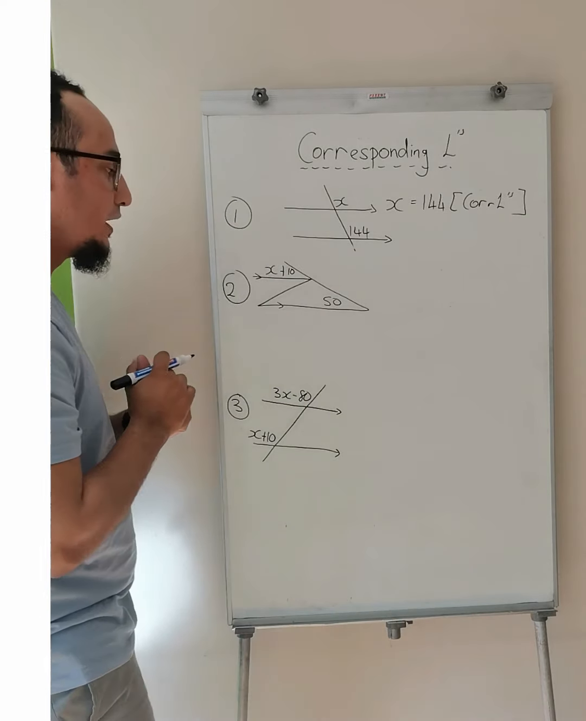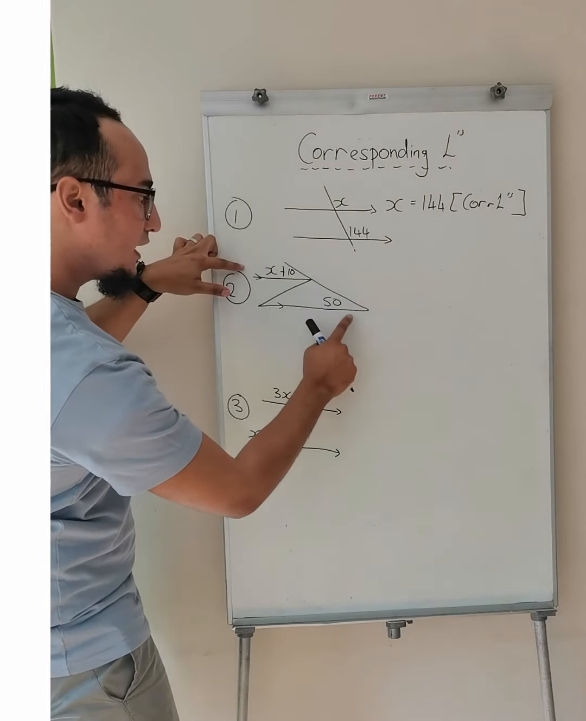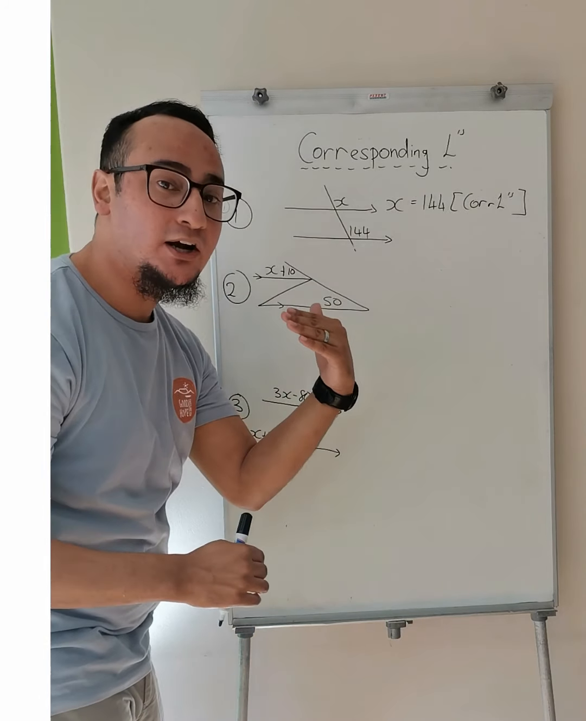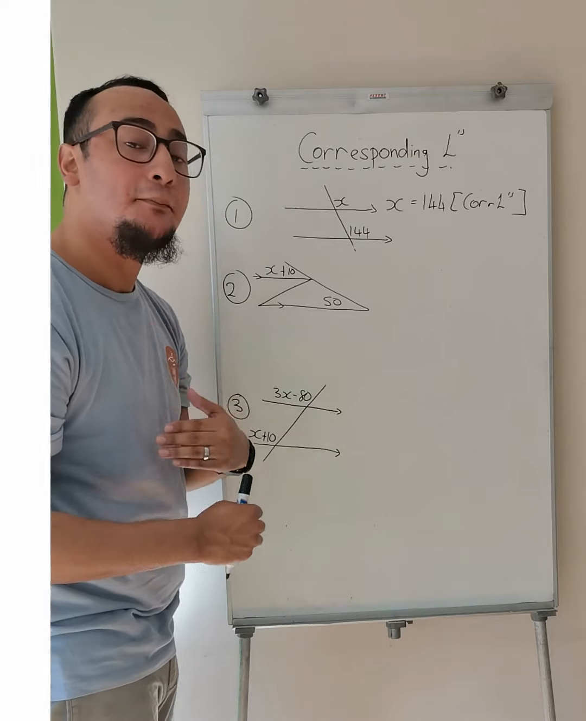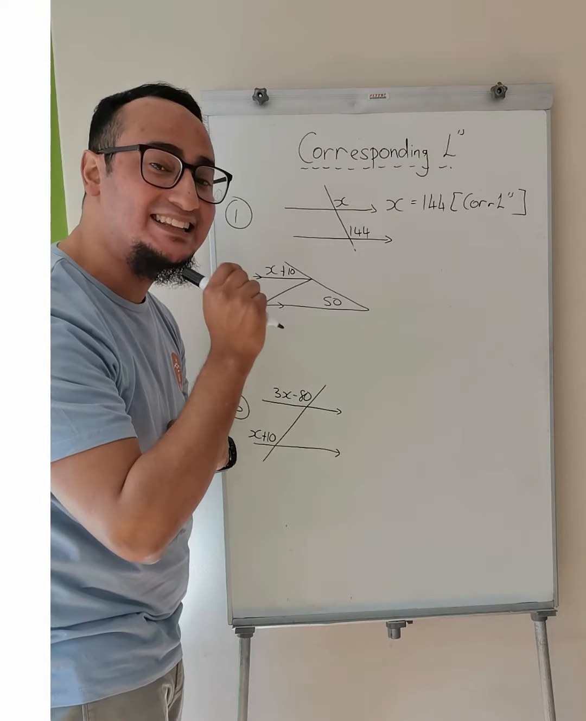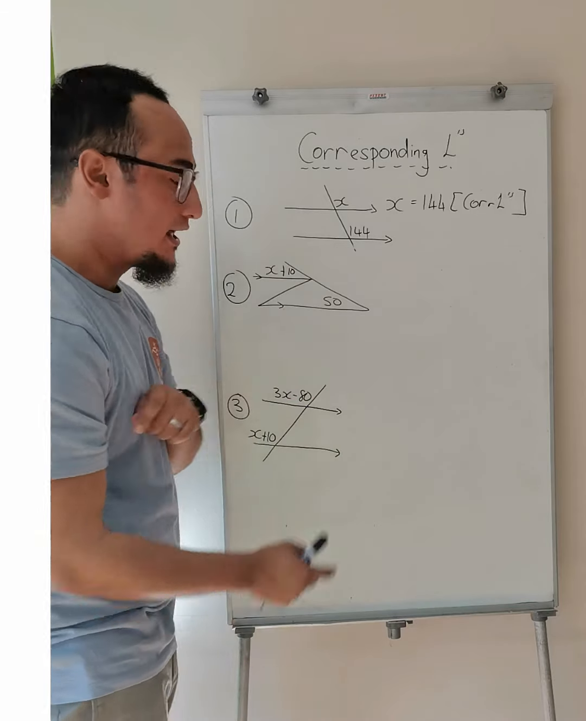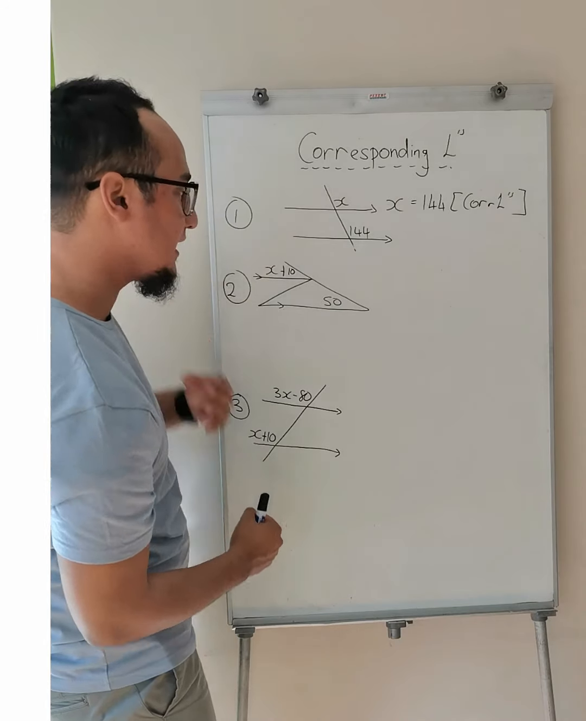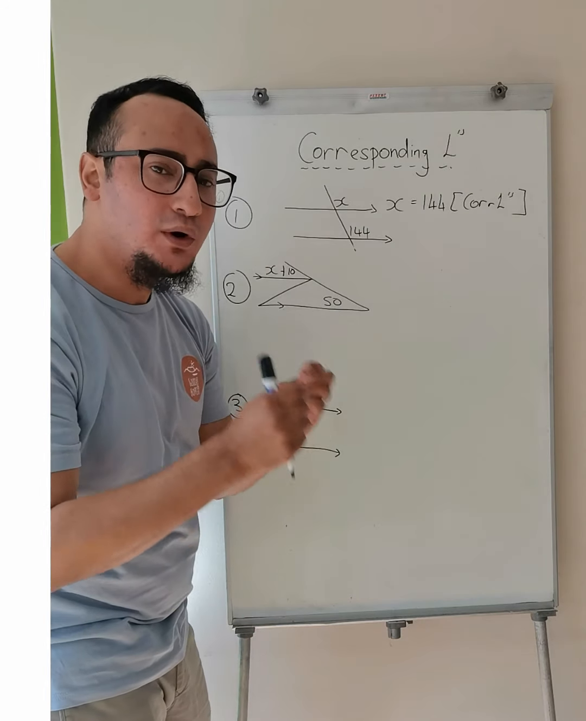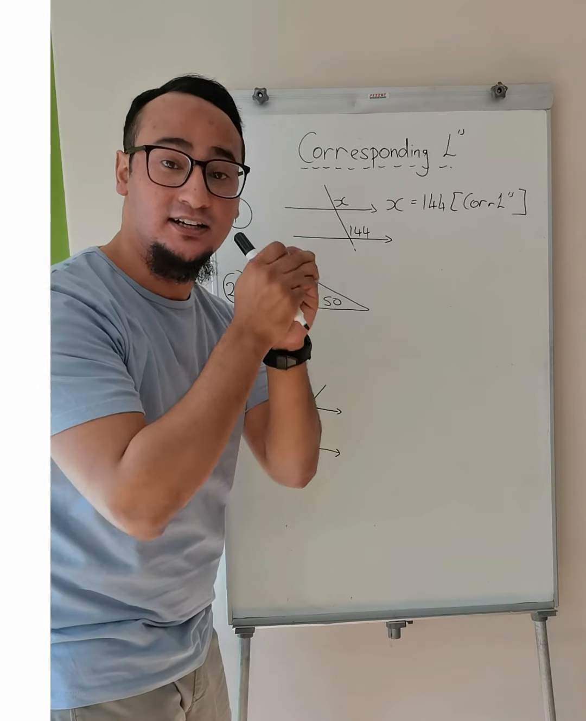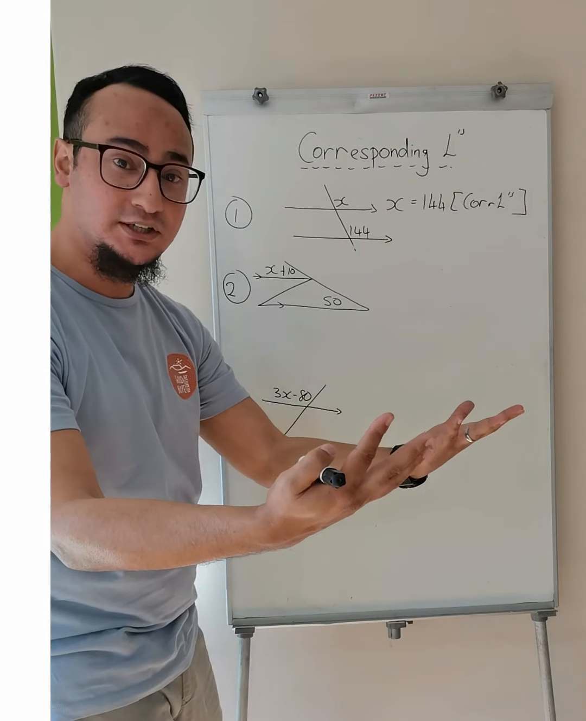Okay. So, over here, notice how that 50 and that x plus 10, they both lie on top of my parallel line, meaning they are corresponding to one another but in a different position. Again, this angle says 50, this angle says x plus 10. But what do I know about them? That they are corresponding. What does corresponding mean? They are the same in a different position.